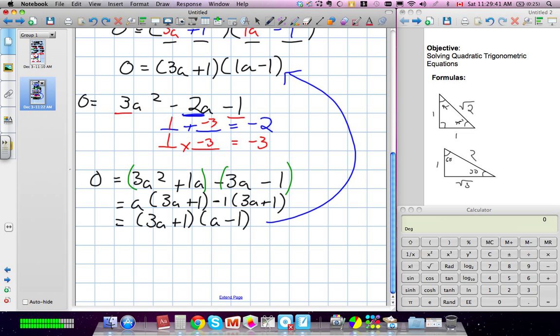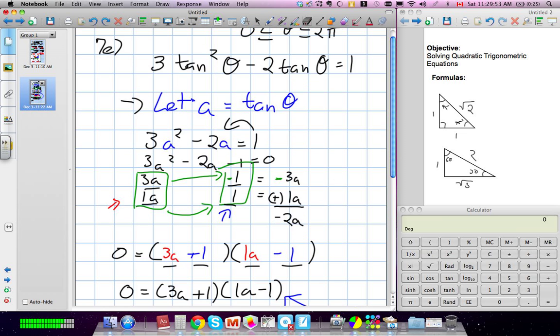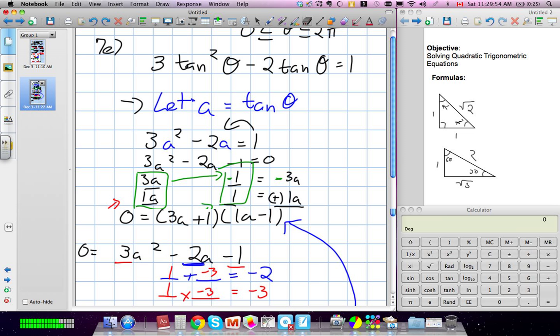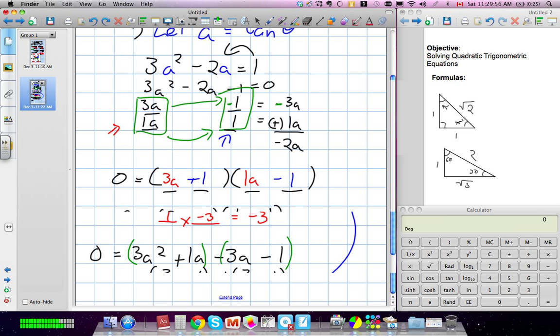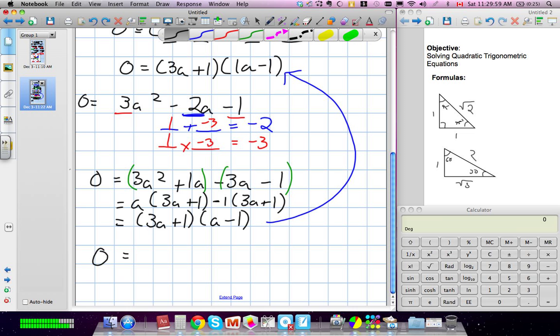So what's important now, though, is we had our 0 is equal to 3a. I'm actually not going to rewrite that. What I'm going to do now is I'm going to go back up to the top. Remember, a was equal to tan theta. So I'm going to replace my a's with tan theta now. Okay? So I now get 3 tan theta plus 1. And I get tan theta minus 1.